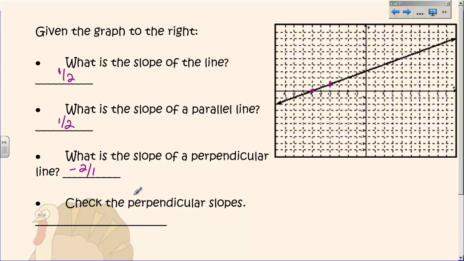If you want to test to make sure that your perpendicular slopes really are perpendicular slopes, you can take the original slope, which is 1/2, and multiply it by the perpendicular slope, which was negative 2 over 1, and your answer should equal negative 1. If it doesn't, they're not really perpendicular. So 1 times negative 2 is negative 2, 2 times 1 is 2, and that reduces to negative 1, so this checks. If your original slope and your perpendicular slope multiply to negative 1, you're all good.